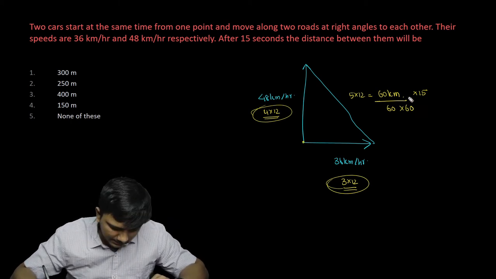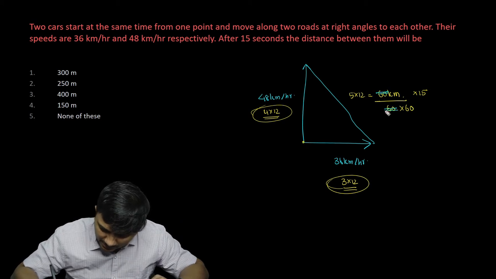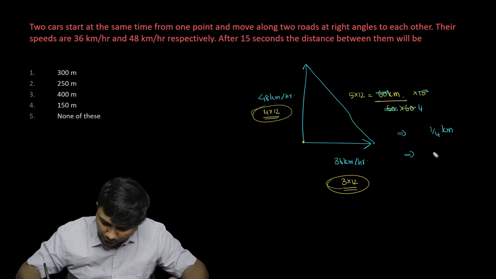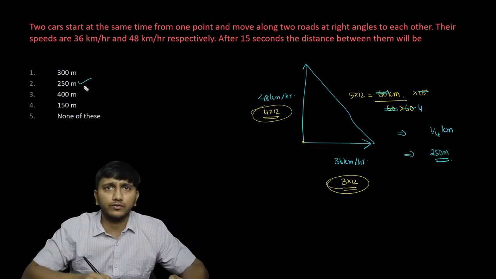So let's cancel these things. 60 and 60 will get cancelled. This will become 1 by 4. So basically, we are getting 1 by 4th of a kilometer. Answers are in terms of meters. So 1 4th of a kilometer is what? 250 meters. So answer is 250 meters for this question.